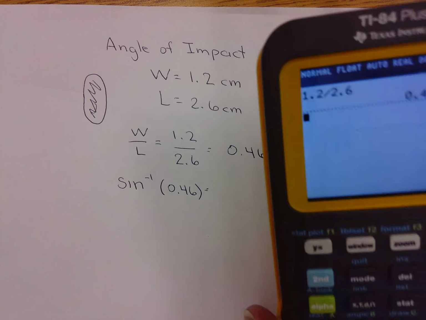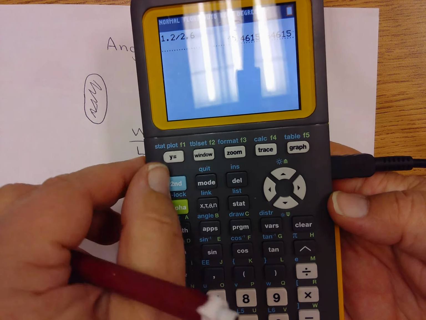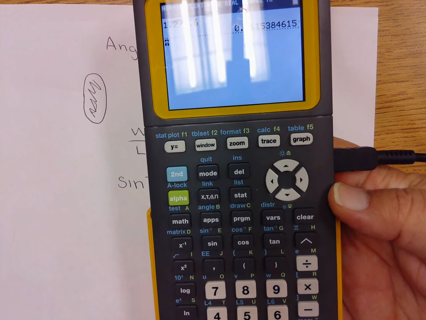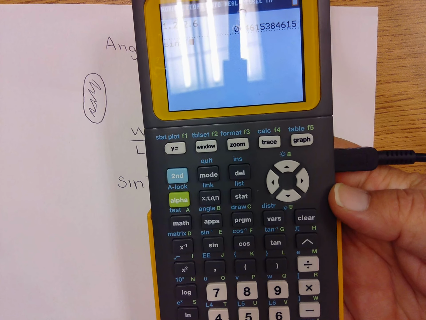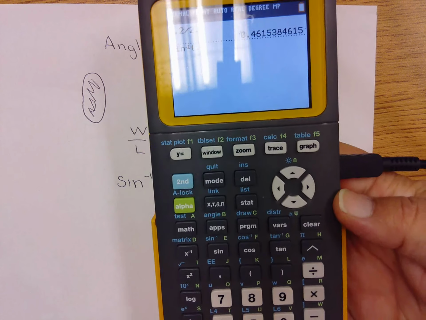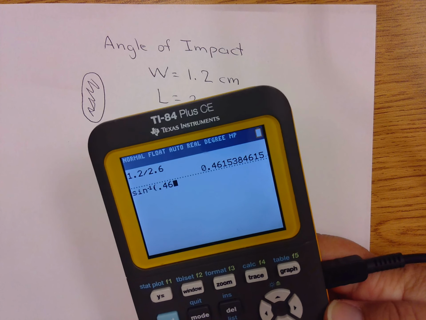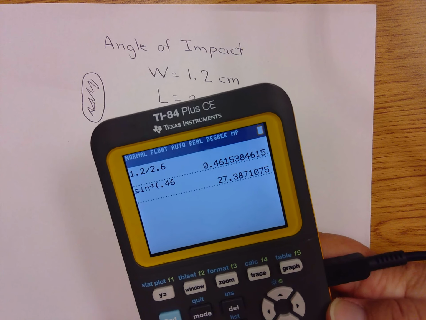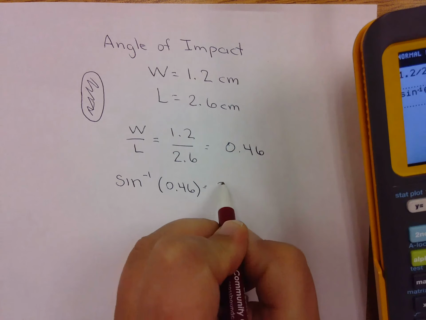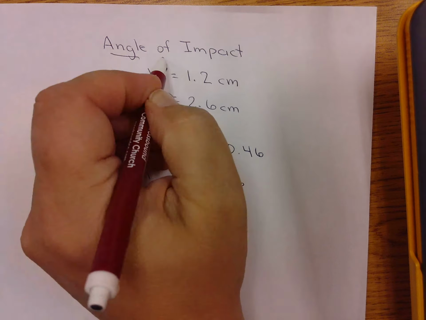So take your calculator here. Push the second button, the blue one, and then the button that says sine, S-I-N, right there, and then type in your number, which is 0.46. You don't even have to close the parentheses. You can just hit enter, and it will give you a number. So 27.4 degrees. So 27 degrees is my angle of impact.